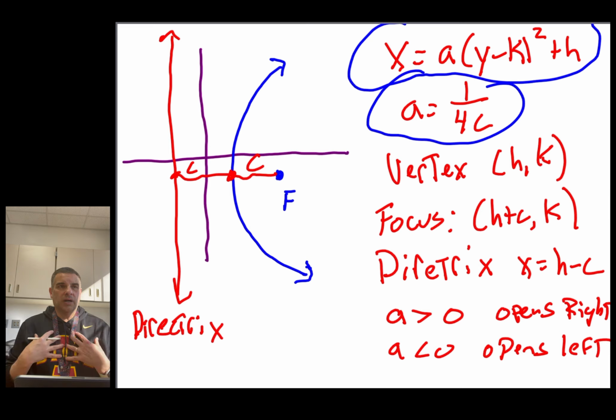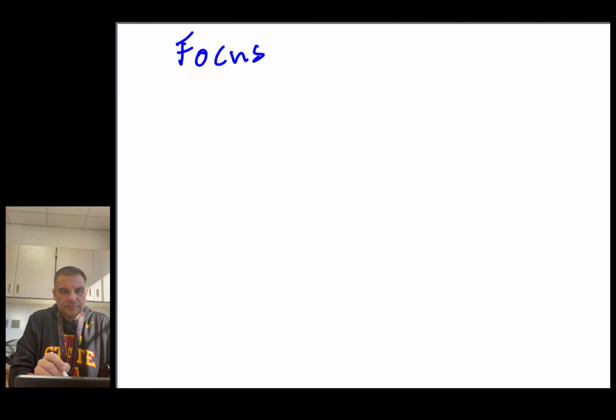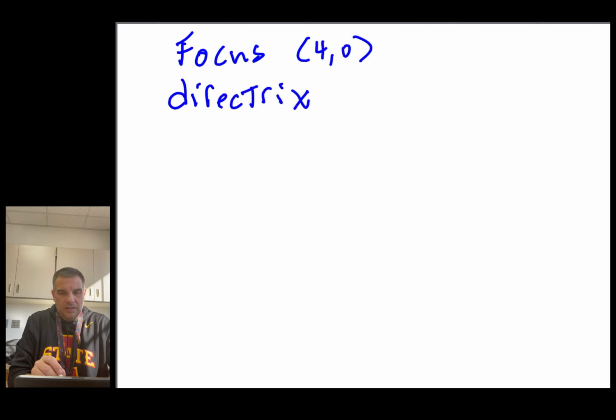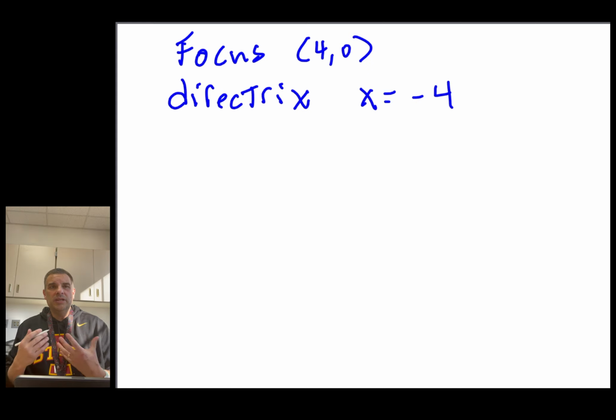So what do we want to be able to do with this? What we want to be able to do is be given different pieces and be able to write the equation. So for example, let's say that I give you a focus that's (4, 0), and I give you a directrix that is x is equal to -4. We want to be able to write the equation of this.